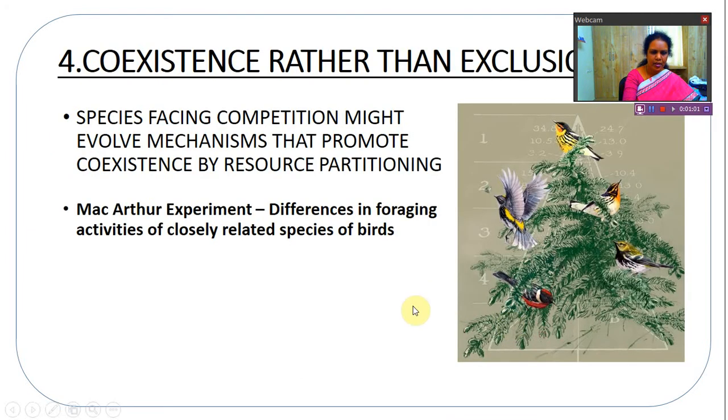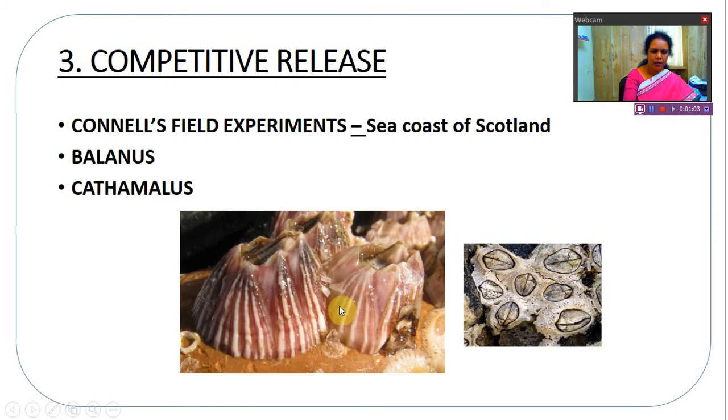This is Balanus, which is a barnacle, and this is Chthamalus. So these are larger ones, superior ones, and these are the smaller ones. So these two were there in the seacoast of Scotland. When both of them are there, Balanus dominated Chthamalus. And ultimately what happened? The number of Balanus increased and Chthamalus decreased.